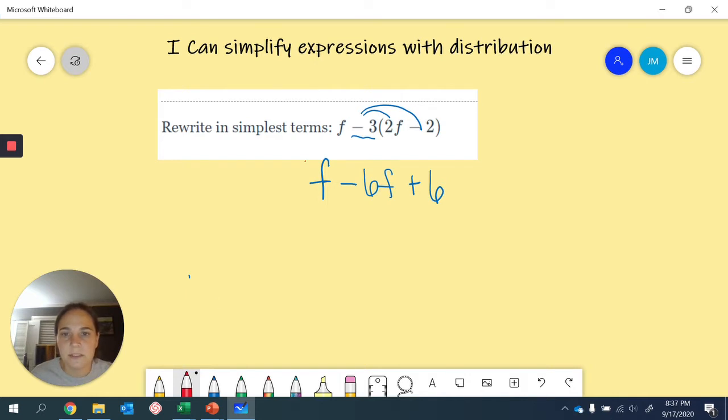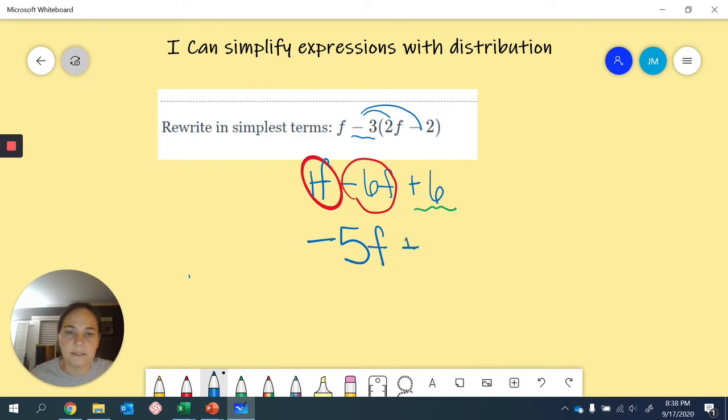So this f and this negative 6f are considered alike because they have the same variable. But this guy, this plus 6, is different. So we are going to just add those two together, the f and the negative 6. Remember that there's an imaginary little 1 right here, so it's really 1f, take away 6f, negative f, and then our plus 6 just comes down. And there's your final answer.